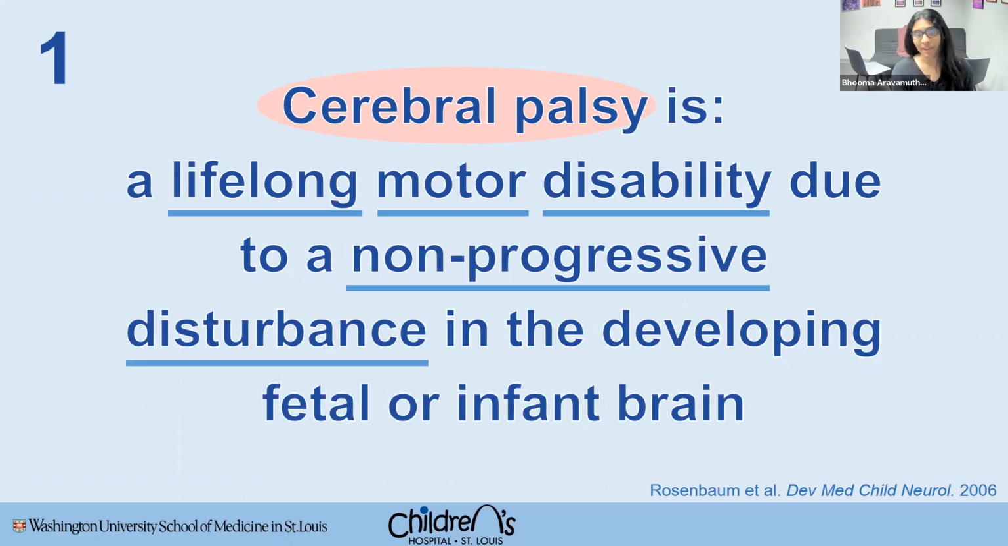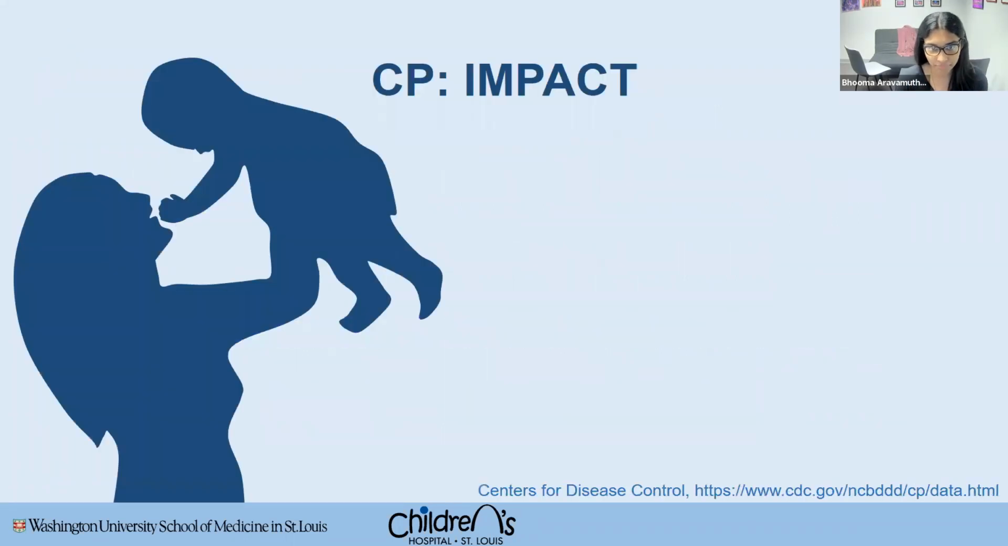And it has to be due to a disturbance. So this is intentionally vague, the word disturbance. It can be an acquired disturbance, it can be a non-acquired disturbance, but it has to occur in a specific time frame in the developing fetal or infant brain. The exact time range for this is a bit in flux. Some people say within the first year of life, some people say within the first 2 years of life, but definitely early in life, that disturbance to the brain has to have happened.